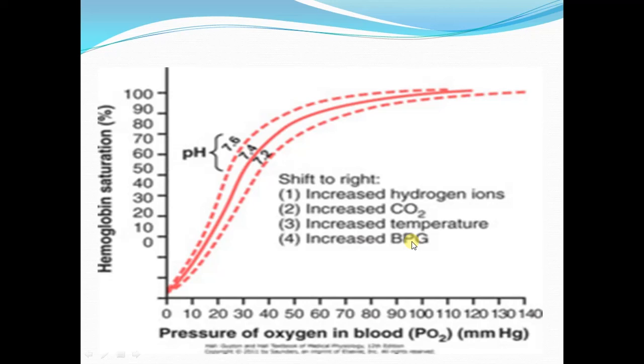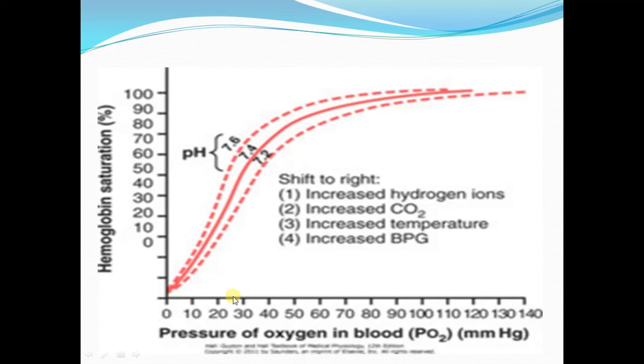Now we can see from this graph what is the value of this partial pressure of oxygen at which it is 50% saturated with oxygen. So this is the 50% saturation of hemoglobin with oxygen. We will trace it down. So we can see it is approximately 26. So the value of P50 is 26 millimeter of mercury. That is, at 26 millimeter of mercury, the hemoglobin is half saturated, 50% saturated with oxygen.